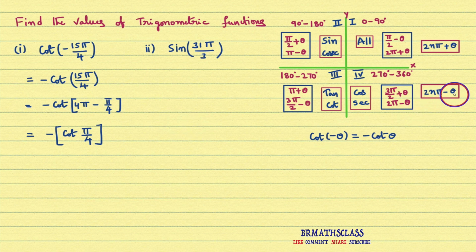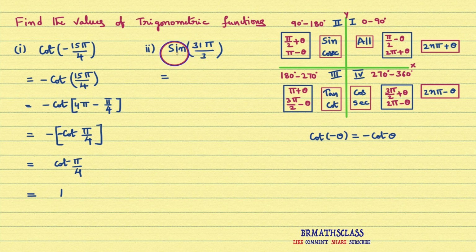Even number into pi minus theta lies in the fourth quadrant. In the fourth quadrant, cos, secant, x are positive. What about cot in the fourth quadrant? In the fourth quadrant, cot is negative. So cot of 4 pi minus pi by 4 is minus cot pi by 4. Here, this minus of minus will become plus. You will get cot pi by 4. From the trigonometry table, we know that cot pi by 4 value is 1. Therefore, cot of minus 15 pi by 4 is 1.